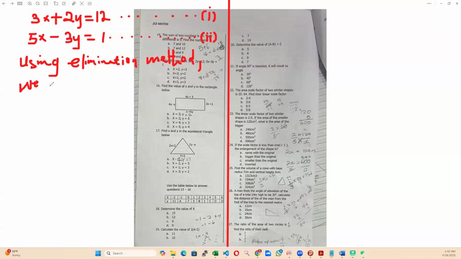For equation 1 you multiply 3x and 5x, and for equation 2 you multiply 2y and 3y.